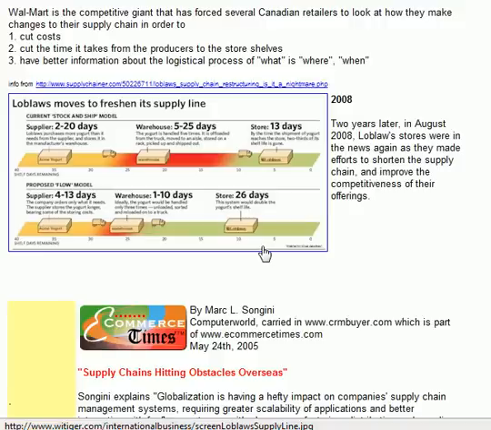And here's an example of this little graphic showing how they've been able to reduce the days in which they're moving their fresh goods from the supplier to the store from 26 to 13 days in total.